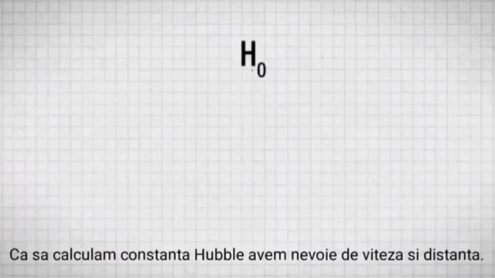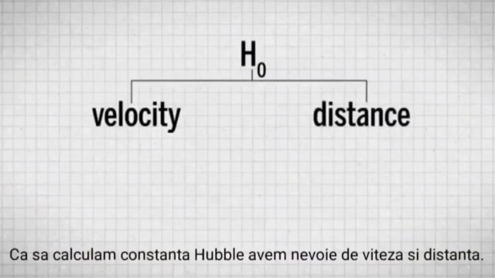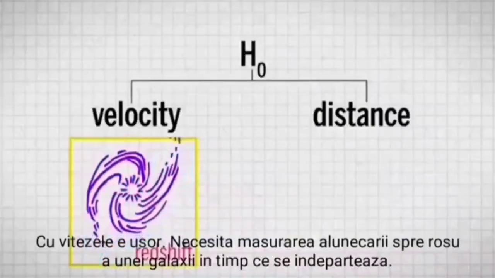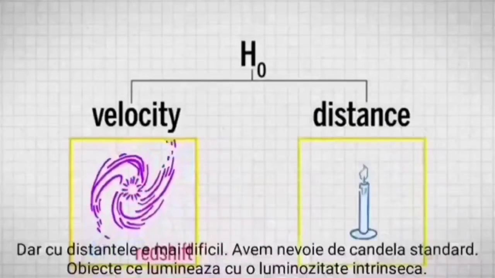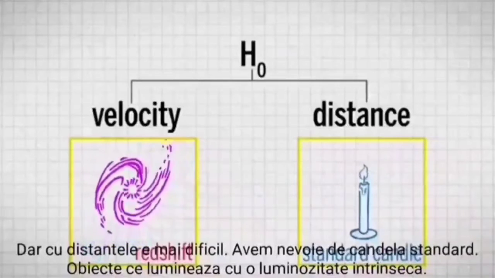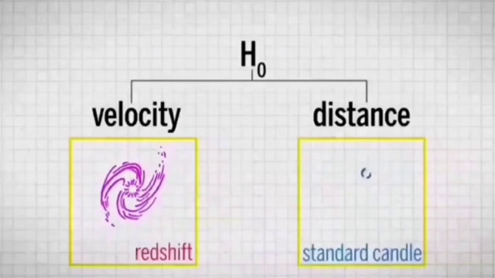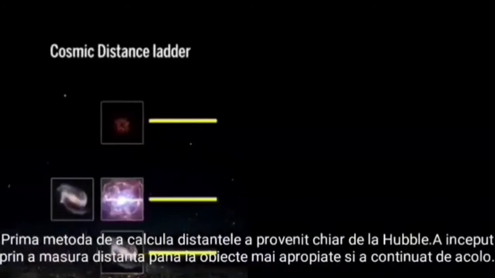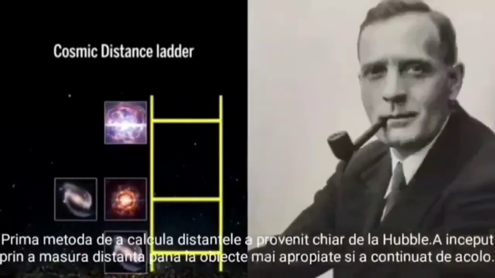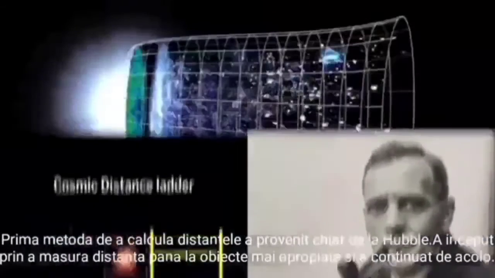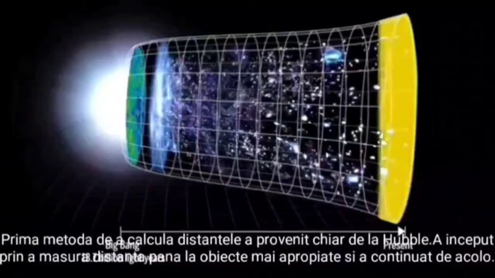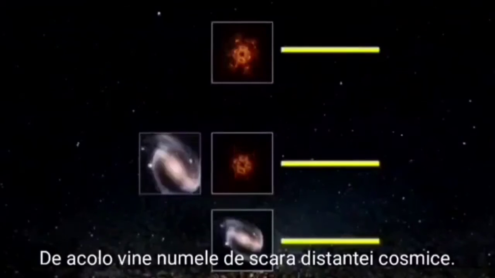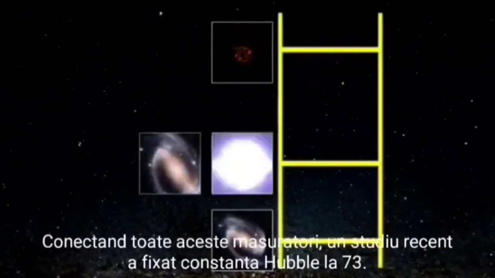To calculate the Hubble constant, we need both a velocity and a distance. Velocities are easy. It requires the measuring of the redshift of a receding galaxy. But distances are harder. We need standard candles, objects that shine with an intrinsic brightness. That way, its observed brightness can be converted to a distance. The first method to calculate the distance originated with Hubble himself. He started by measuring the distance to nearby objects and working his way out. Hence the name, the cosmic distance ladder.